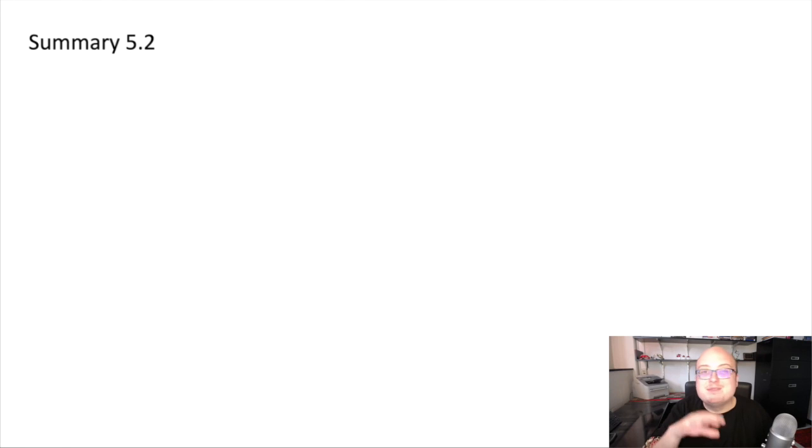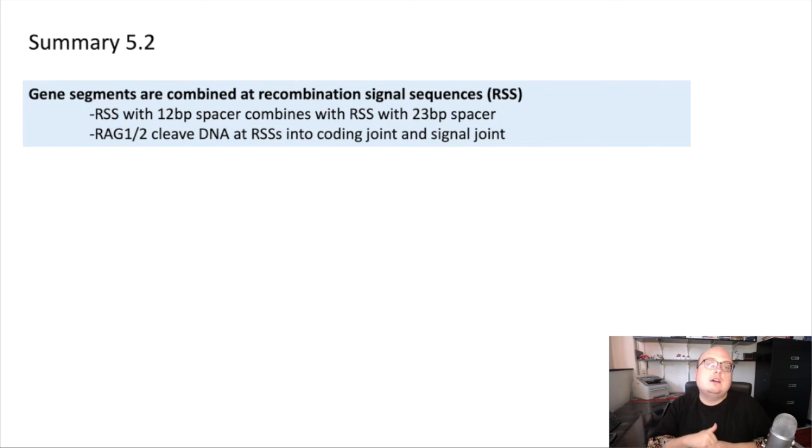Okay, so let's summarize all of this. This was pretty molecular, so let's talk about the major themes that we just went over. Gene segments, those V, D, and J segments, are recombined with the help of portions of the DNA that we call recombination signal sequences. These RSS have spacers, which are either 12 base pairs or 23 base pairs. And the rule is that segments with 12 can only recombine with segments with 23, and vice versa. This is achieved by enzymes called RAG.